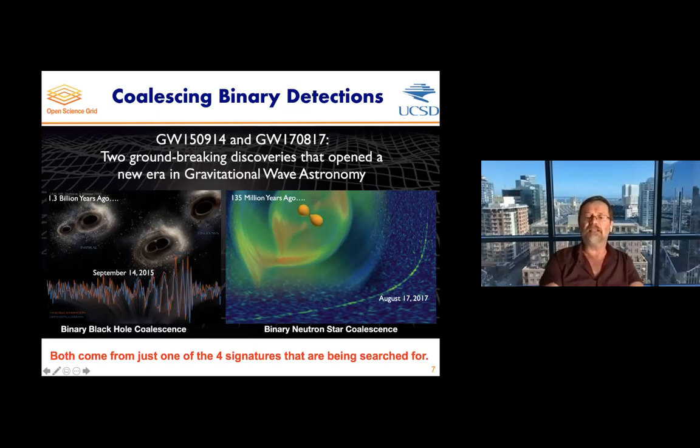And then two years later, on August 17, 2017, came the first ever simultaneous observation of a gravitational wave plus light. So another chirp, another binary inspiral. And you can see here the actual chirp. Another binary inspiral was observed.